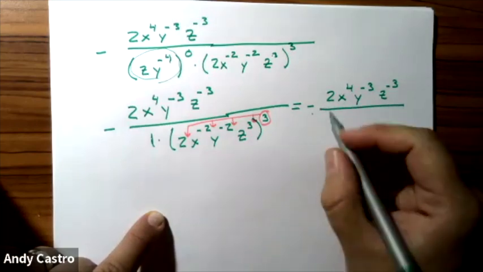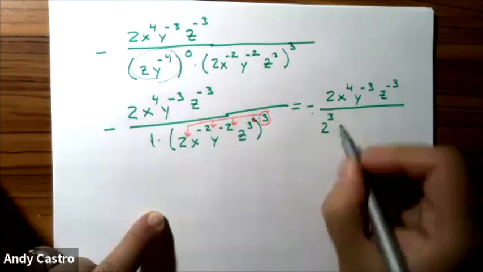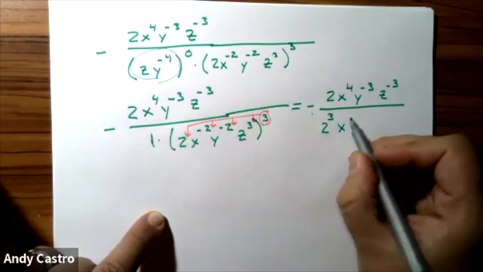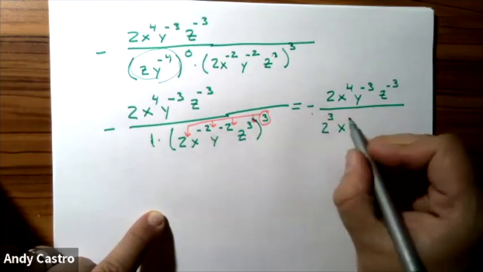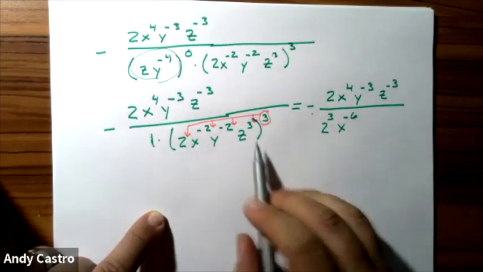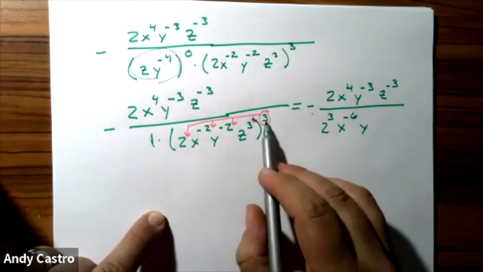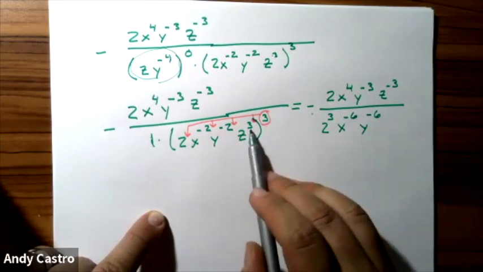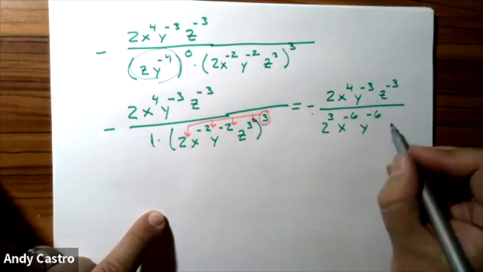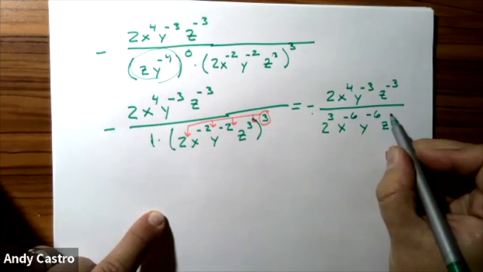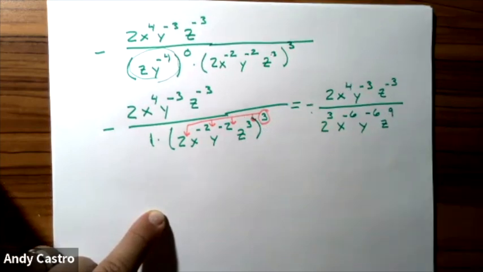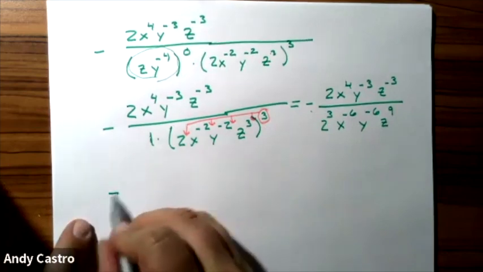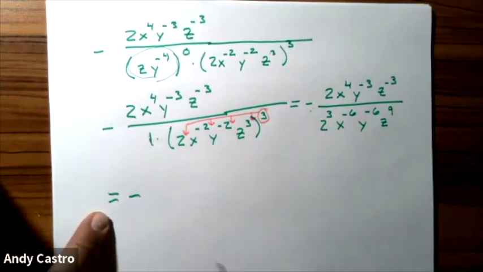Then here in the bottom, we're going to have 2 to the 3rd power because of this 3. X to the 3 times negative 2, negative 6. Y to the 3 times negative 2, negative 6. And then z to the 3rd, raised to the 3rd. That's z to the 3 times 3, which is 9. All right, it's going to be equal to, I'll have my minus out front.